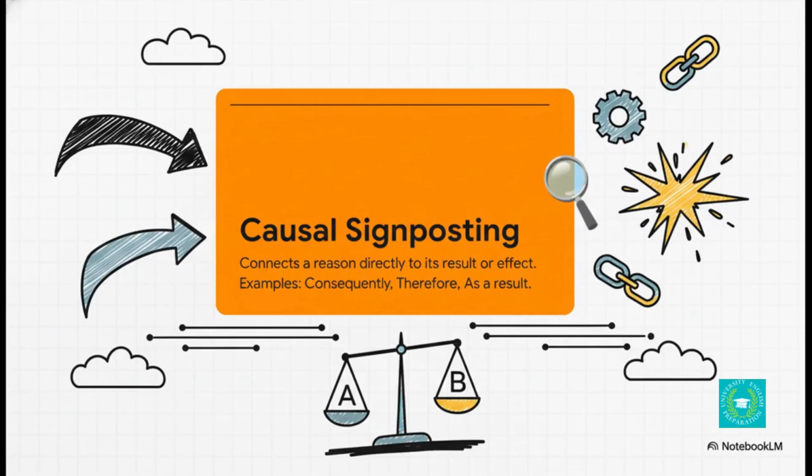And finally, causal signposts. These are the powerhouse, the logical engine of your argument. They explicitly connect a cause to an effect. When you say therefore or consequently, you're not just stating 2 different facts next to each other. You're proving that one thing led to the other. And that is what makes your reasoning feel totally undeniable.